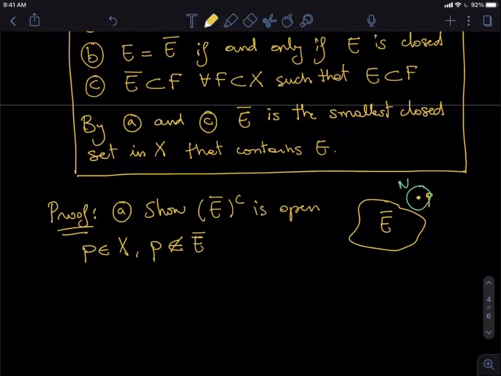Because we know that P doesn't belong to the closure of E, which is E union E prime, that means that P is not an element of E, and also not a limit point.